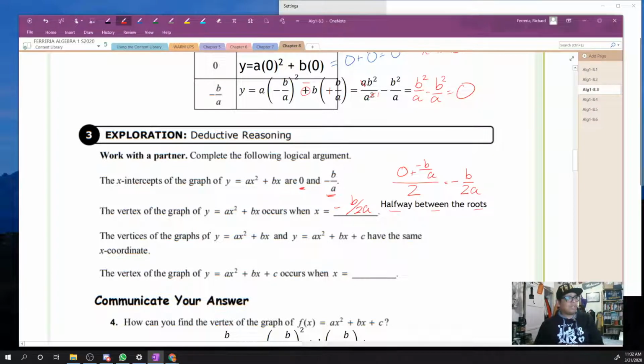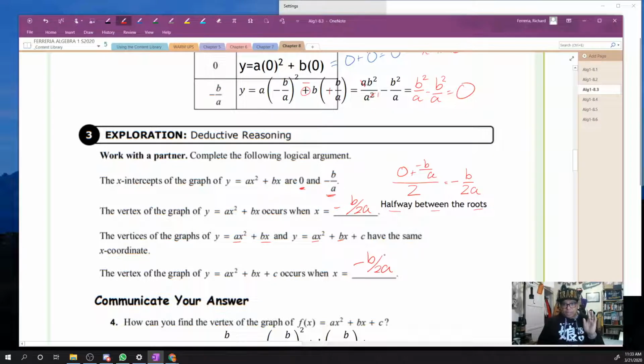So the vertices of these two curves have the same x-coordinate. If the a is the same, if the b is the same, then they have the same x-coordinate of the vertex. The y-coordinate might be different, but the x-coordinate is going to be the same. So the vertex occurs when x equals, and here's that same quantity, negative b over 2a.